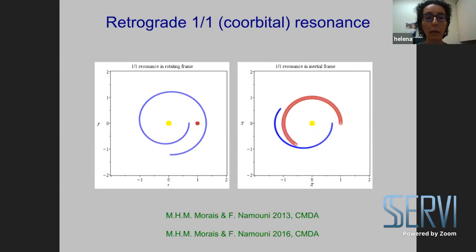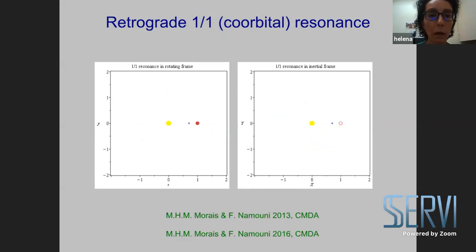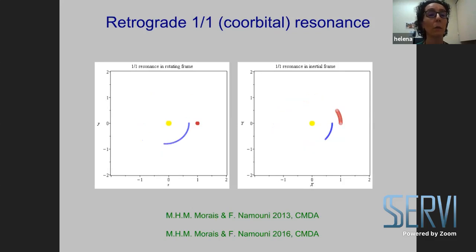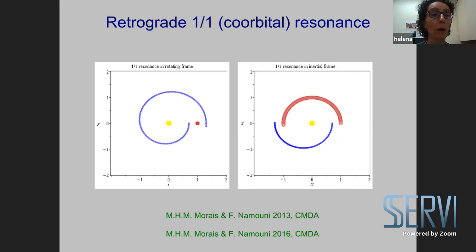Okay, so now I would like to talk a little bit more about the retrograde co-orbital resonance. Why is this resonance interesting? This is how the motion looks in the inertial frame on the right and in the rotating frame on the left. So it's a periodic orbit. The configuration is stable in the three-body problem forever. And next slide, please.